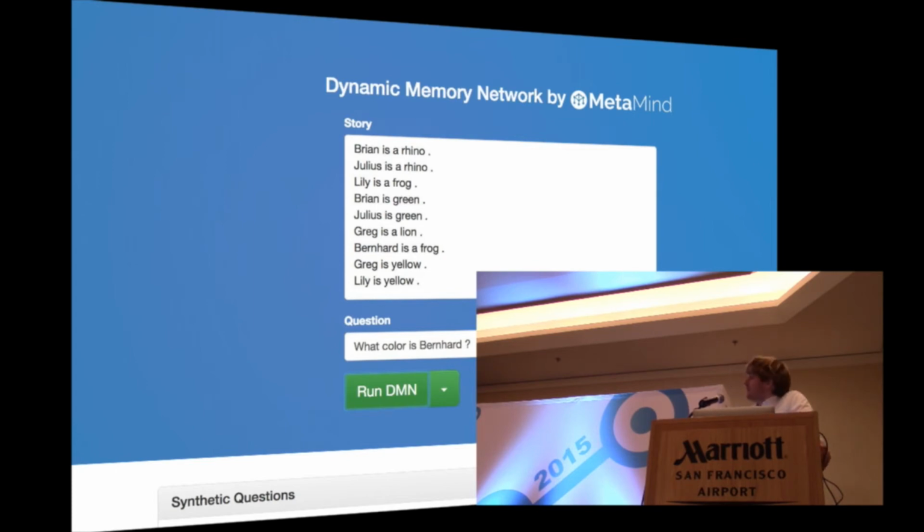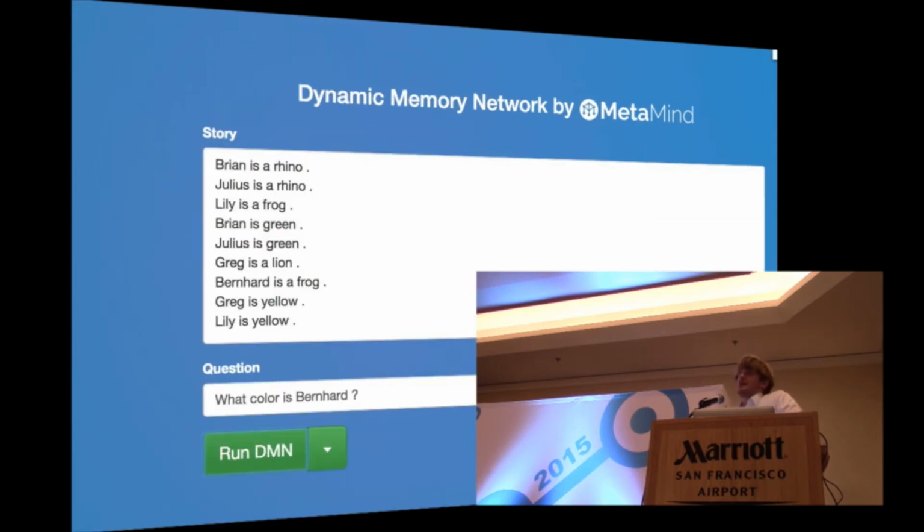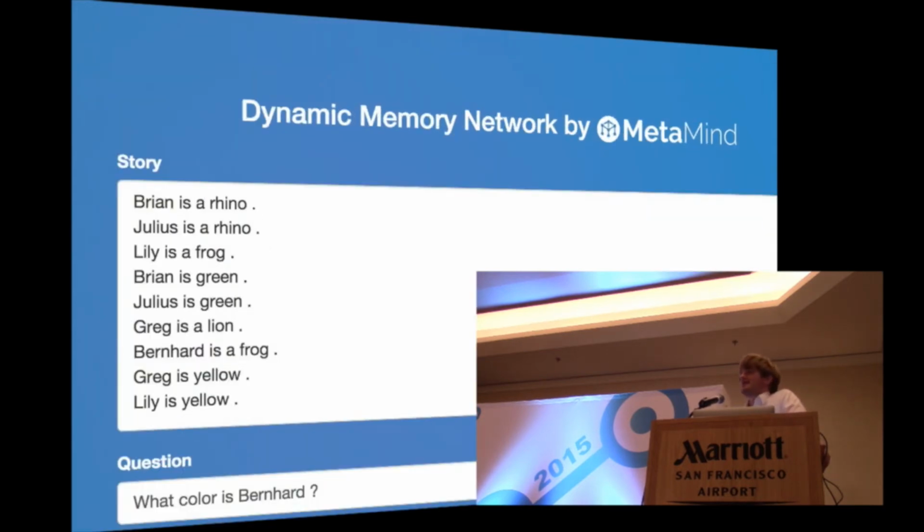So here we have a story. This is actually a sample from a data set called the bAbI data set that Facebook published a couple months ago. And we ask, given these inputs here, what color is Bernard? Now, I'm going to give you all a few seconds to try to come up with the answer. Anybody know what the answer should be? Yes, that's right, yellow.